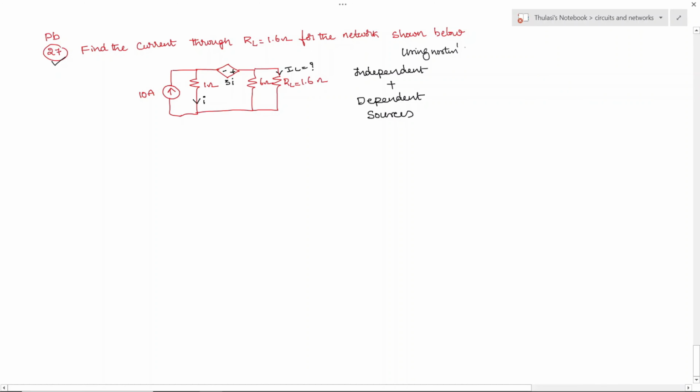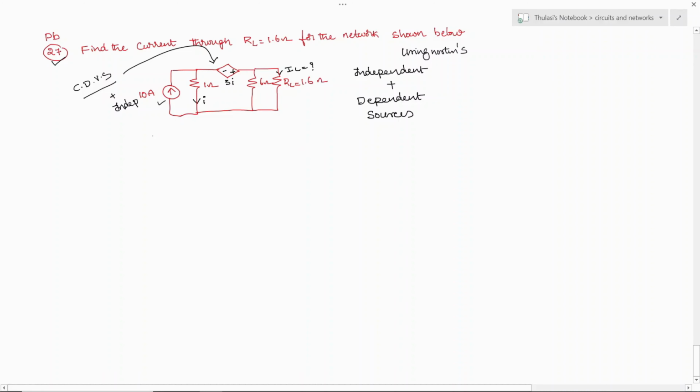So why this problem is very important is here you have an independent source as well as a dependent source, current dependent. So this is an independent source, whereas this is 3 times I, no? Therefore current dependent polarities are there, therefore a current dependent voltage source is there as well as an independent source is there. That's why this problem is a complicated problem consisting of independent source and dependent source.